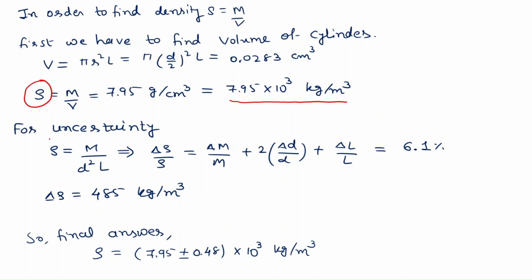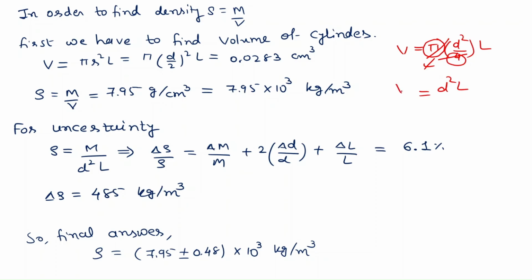Now we have to calculate the uncertainty as well. For uncertainty, we have a formula. Here I consider only d squared L. In the volume formula, we have pi d squared by 4 into L. But here we have to find uncertainty. Pi is an exact value, so you have to eliminate it. 4 is exact, there's no uncertainty in that. So you eliminate it and you are left with d squared L. That's why I write here d squared L only.